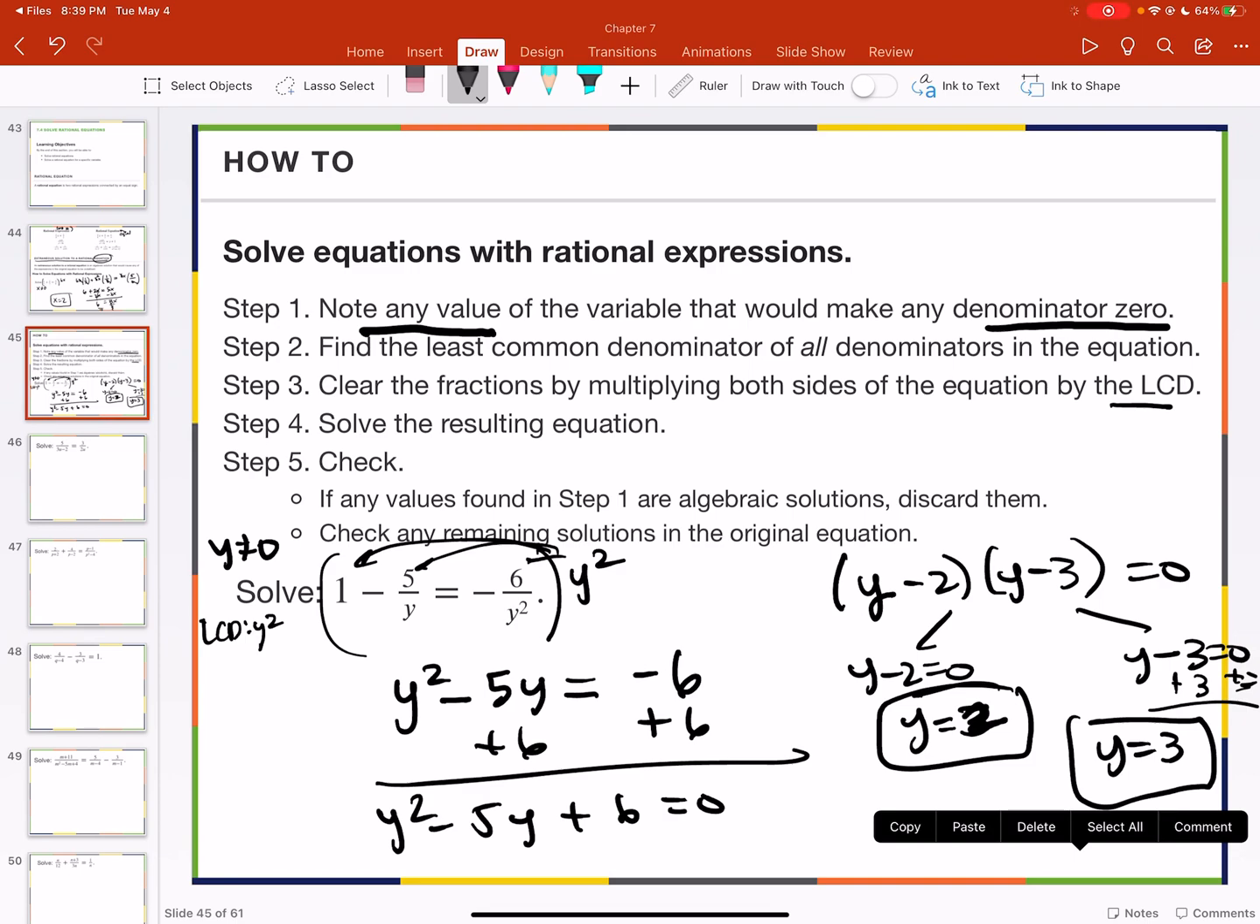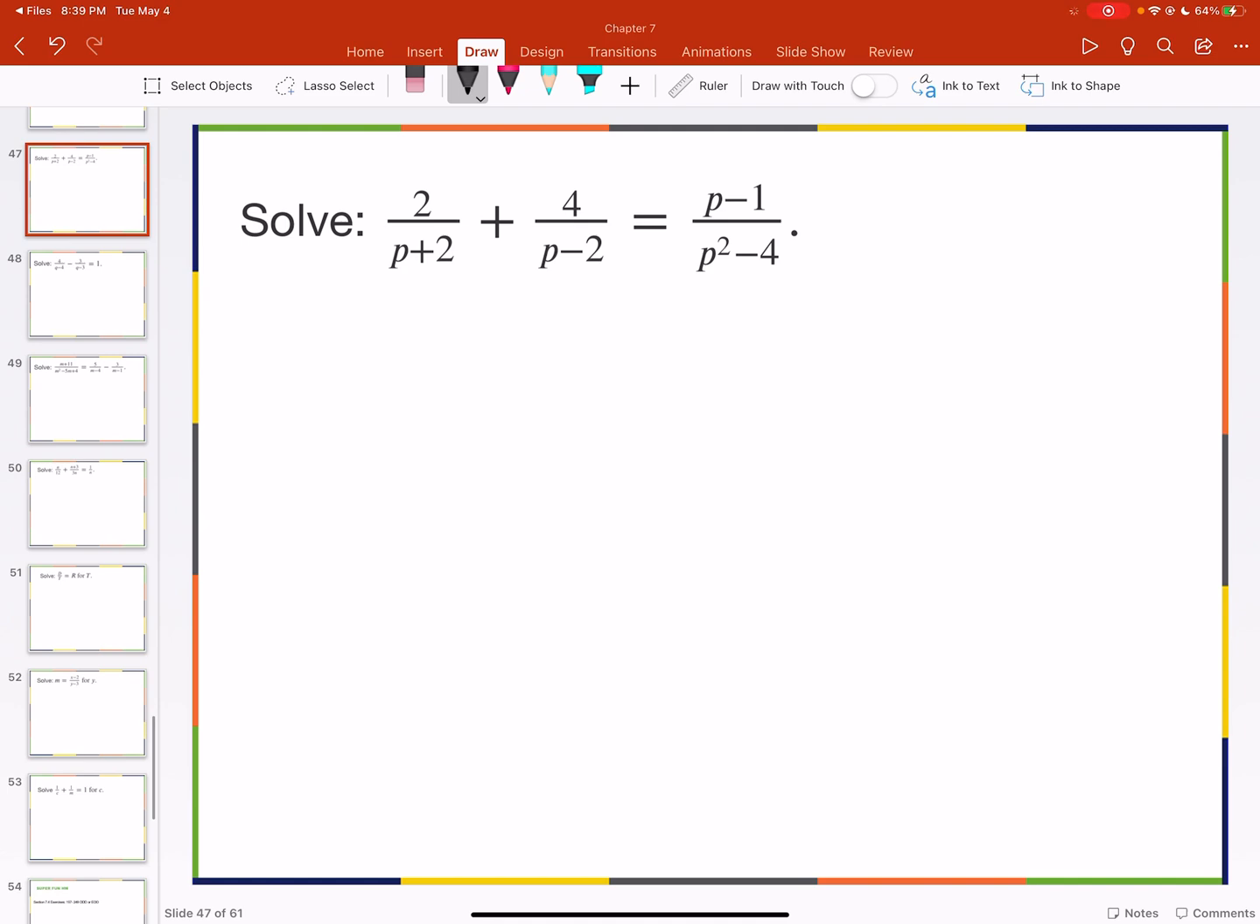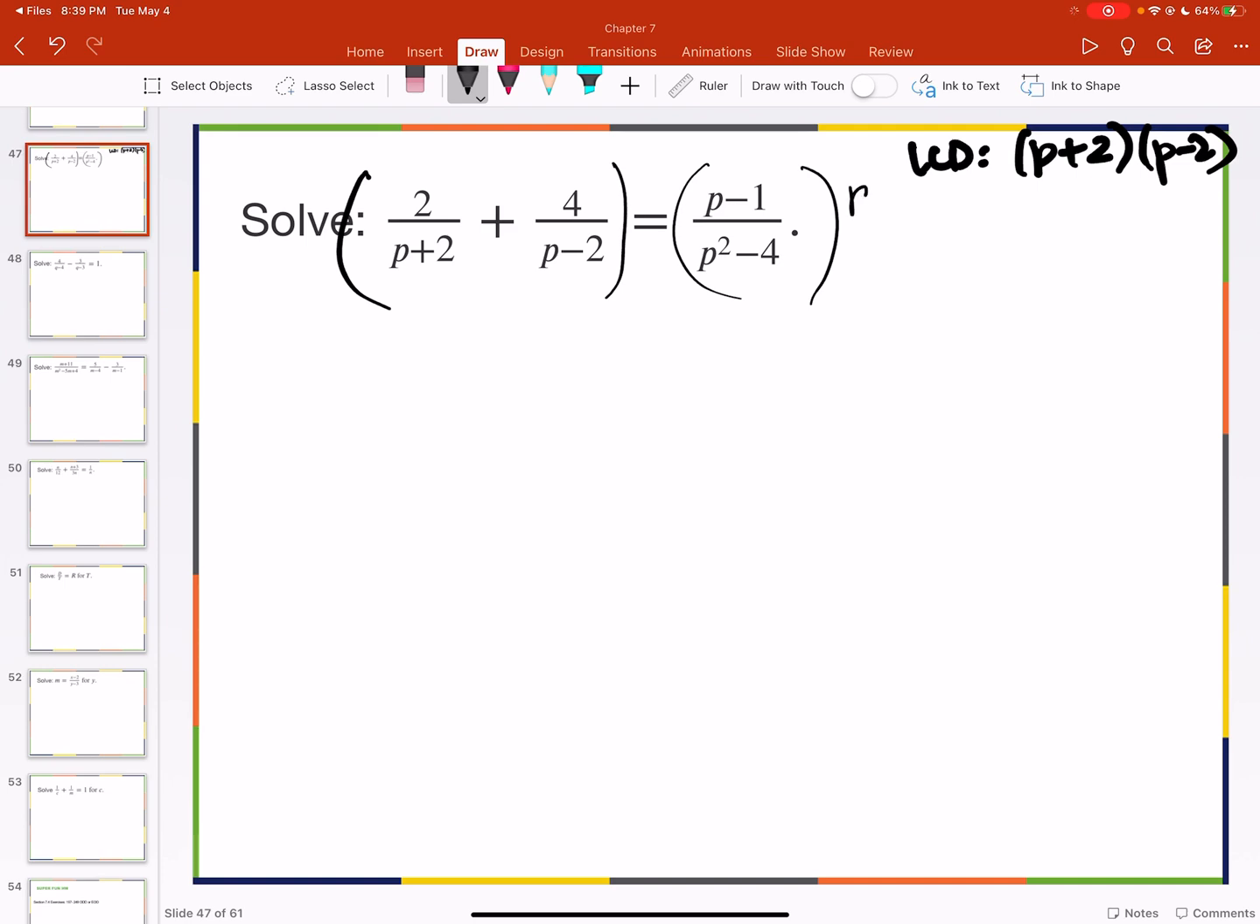Okay, let's do another one. We have 2 over p plus 2, plus 4 over p minus 2, equals p minus 1 over p squared minus 4. So my LCD is actually p plus 2 times p minus 2. If I multiply everything by this LCD, p plus 2 times p minus 2 is the same as p squared minus 4. That's like saying 2 times 3 is equal to 6. So I'm distributing this here.